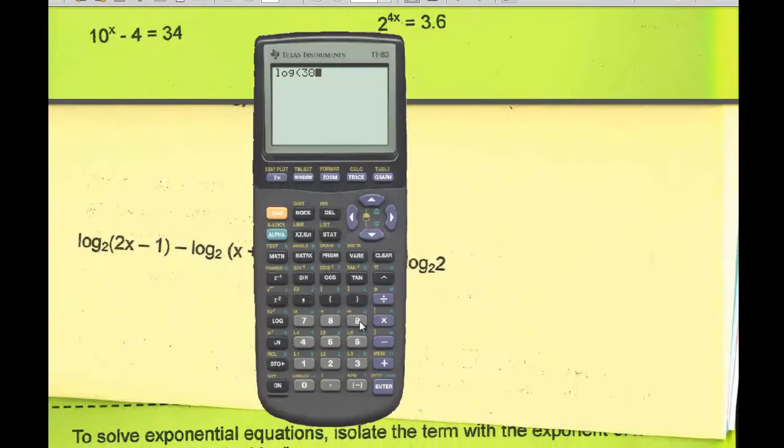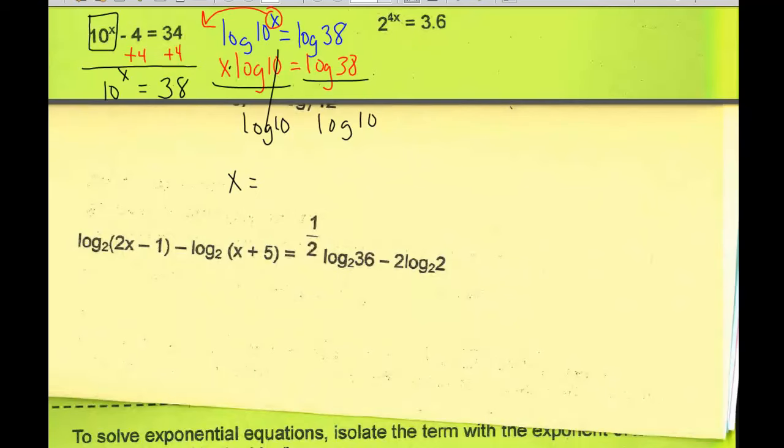Log 38 divided by log of 10. And the answer is 1.5797. Remember, we're going to round to the nearest thousandths. Since 7 is bigger than 5, means I need to add 1 to 9. So that's going to be 9, 10, 7, 8. So it's 1.580. So it's 1 and 580 thousandths.